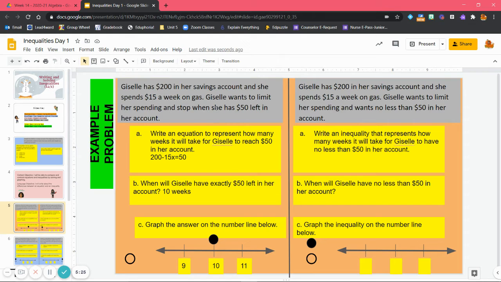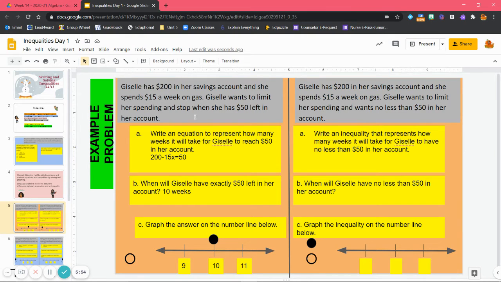Now, the right-hand side is going to sound exactly the same. There's going to be a difference, so let's look. Giselle has $200 in her savings account, and she spends $15 a week on gas. So far, pretty much the same. Giselle wants to limit her spending and wants no less than $50 in her account. No less than. So this is where the difference is.